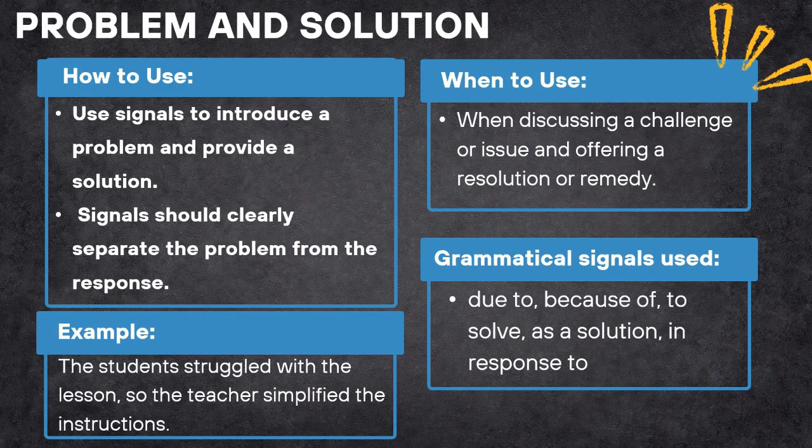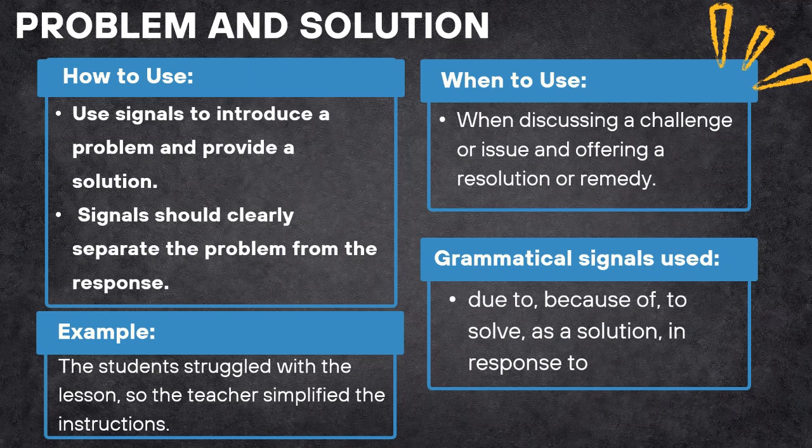Okay, last we have the problem and solution pattern. So how to use this? Use signals to introduce a problem and provide a solution. Earlier, we used the signals to indicate the cause and the effect. Here, we introduce the problem and then we provide a solution. Signals should clearly separate the problem from the response.